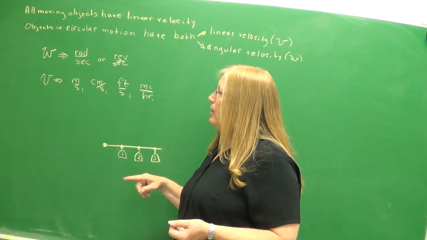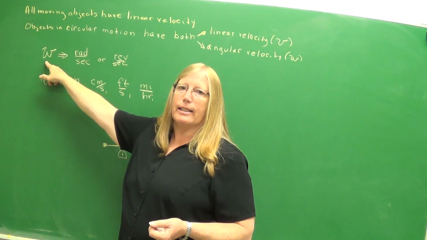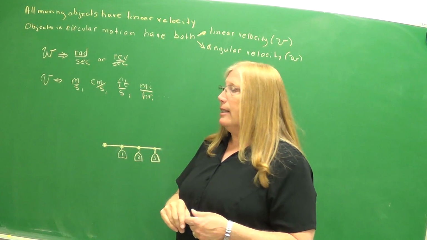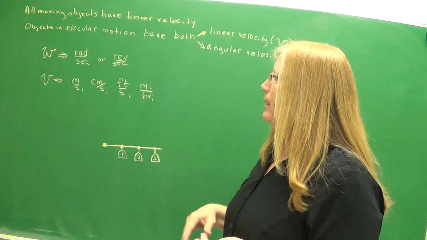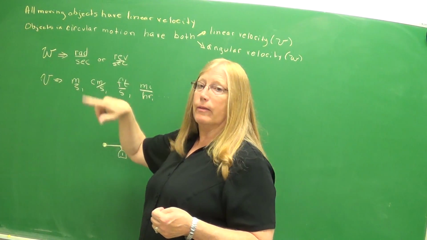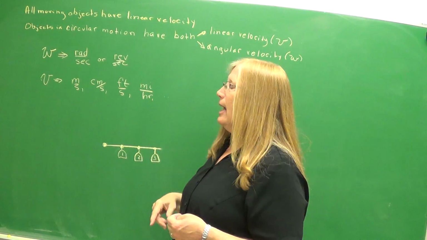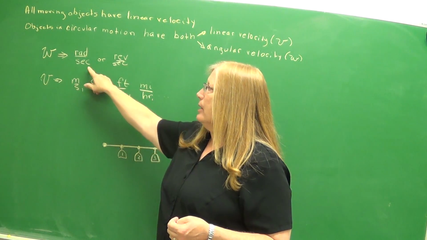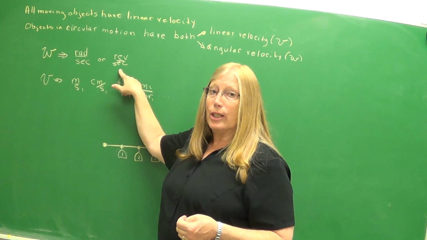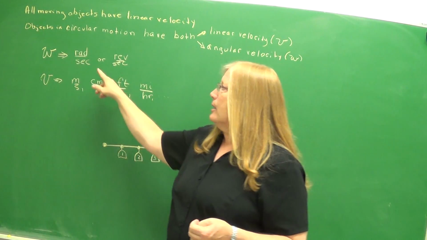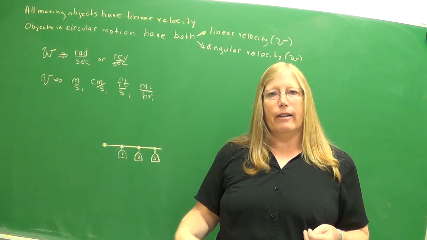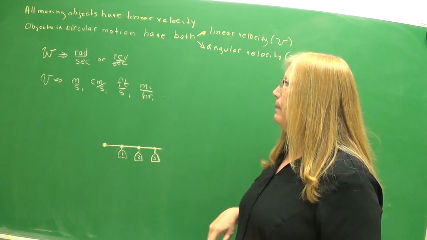Continuing, we use this symbol, the Greek lowercase omega. I may refer to it as W, but omega is the symbol for angular velocity; remember, the angle is changing. Typical units would be radians per second or revolutions per second. Do you see how radians and revolutions capture the idea of circular motion? That will help you if you do.